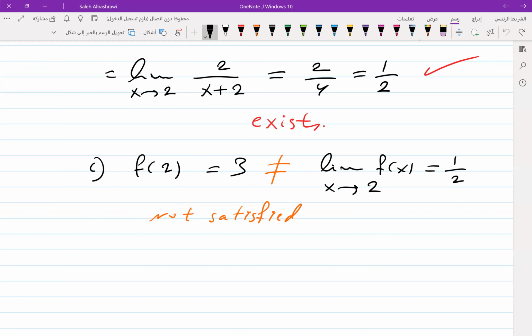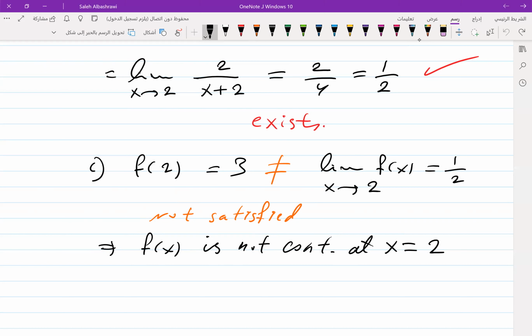it means f of x is not continuous at x equal to 2. So the function is not continuous when x equal to 2.